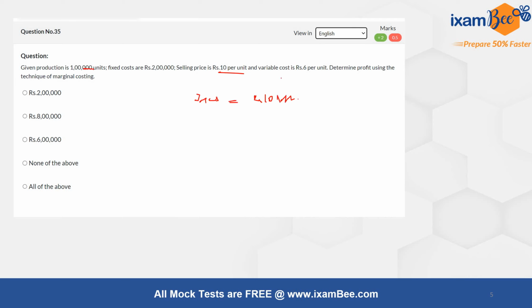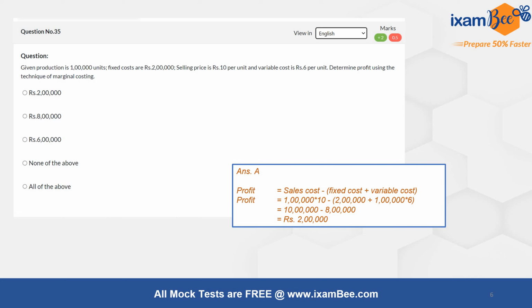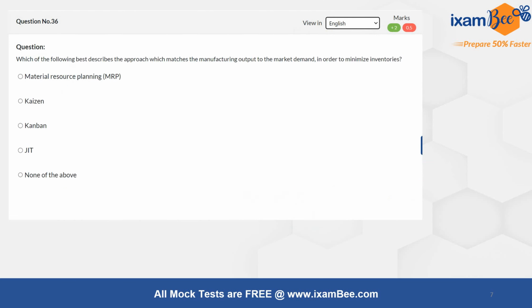Then I have all the costs. I have the variable cost and I have the fixed cost. My variable cost is 6 per unit, which will give me 6 into 1 lakh units. So my total variable cost is 6 lakh and I have a fixed cost of 2 lakh. So this gives me a total cost of 8 lakh. Thus, my profitability is 10 lakh minus 2 lakh minus 6 lakh, which is 2 lakh rupees.